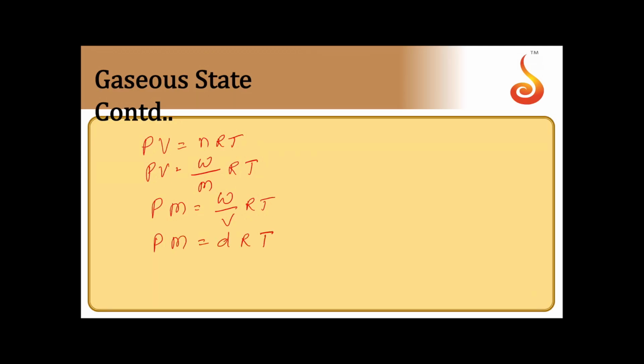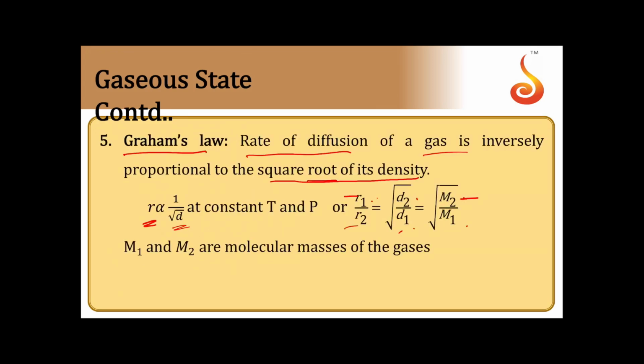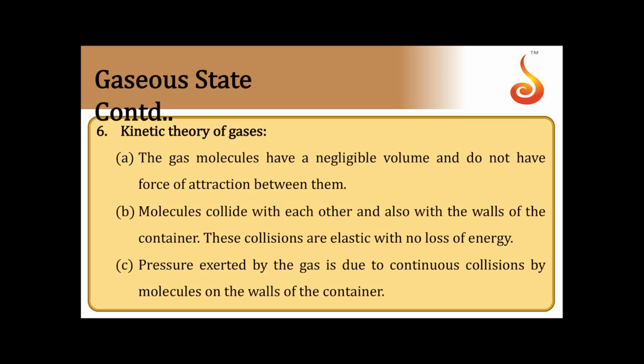So at a given temperature and pressure, if these two are kept constant, we can say the density of the gas is directly proportional to the molar mass. Therefore, density can be replaced by the molar mass in terms of proportionality. So we have R1 by R2 is equal to root of D2 by D1, or else root of M2 by M1. This is regarding Graham's law of diffusion.